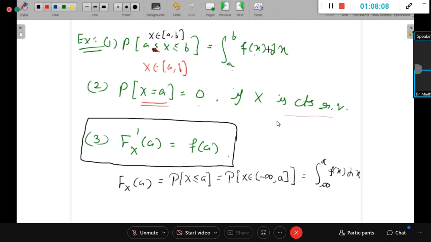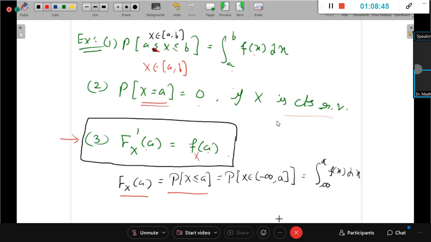That can also be verified because the integration from a to a of f of x dx is 0 by the Riemann integral. The third thing that is interesting is the cumulative distribution function Fx. For the case of a continuous random variable, it is going to be differentiable, and its derivative at a point is going to be the probability density function at that point. That is a beautiful relation which can help in many cases.